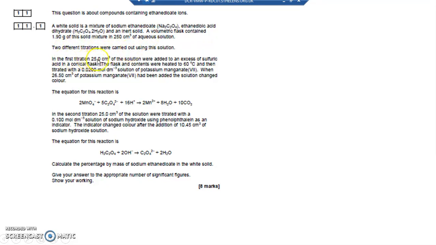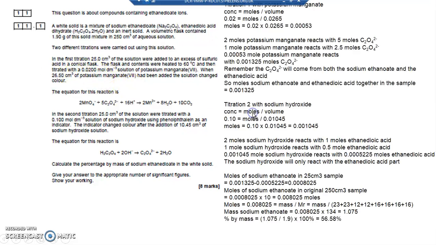In the first titration, 25 centimetres cubed of the solution were added to an excess of sulfuric acid, and the flask and contents were heated to 60 degrees C and then titrated with 0.02 mol dm-3 solution of potassium manganate(VII). When 26.5 cm3 of potassium manganate(VII) had been added, the solution changed colour. So immediately I'm thinking, we've got a concentration, we've got a volume of potassium manganate(VII). We should work out the number of moles.